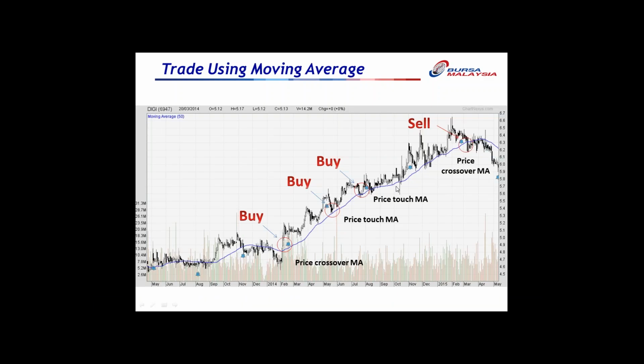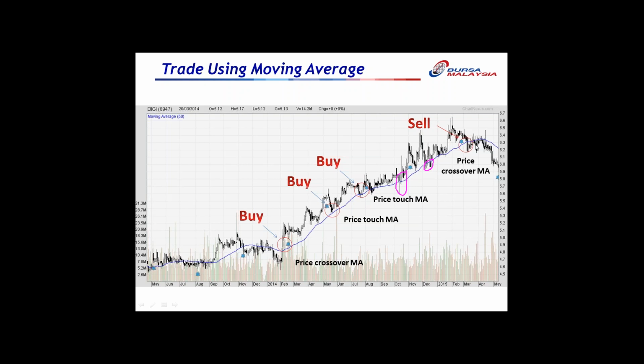In this case, I do not sell here because it is a shadow. It didn't close below the moving average. That means when the price goes down, it is supported upwards and it didn't close below the moving average, so I don't see it as a sell signal. When I see this area, maybe I will sell. Okay, I may sell here or you may sell here.